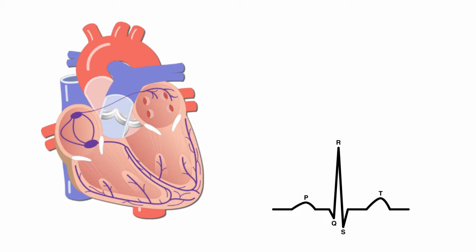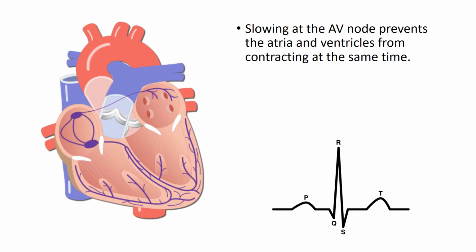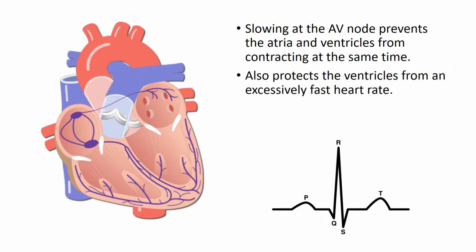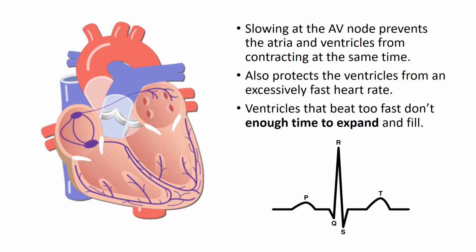The slowing of the AV node is a key feature. This exists mostly to prevent the atria and the ventricles from contracting at the same time. If you didn't have that, the system would just all flash at once. What you want to see is the atria contract, and then the ventricles contract after that, so that blood flows in a forward direction. That slowing also exists to protect the ventricles from an excessively fast heart rate. Ventricles that beat really, really fast, like 150, 160 beats per minute, don't have enough time in diastole to actually relax and expand and then fill up with blood. So that'll have consequences for your cardiac output.